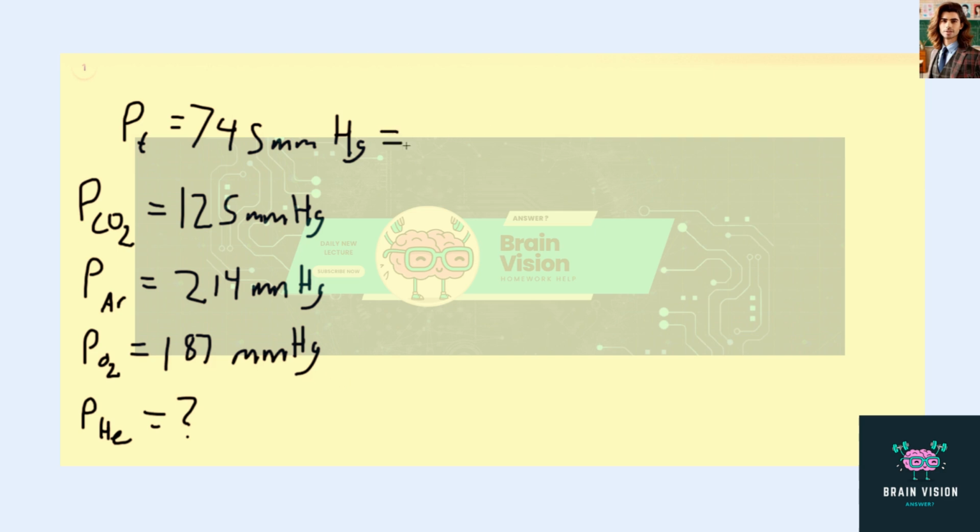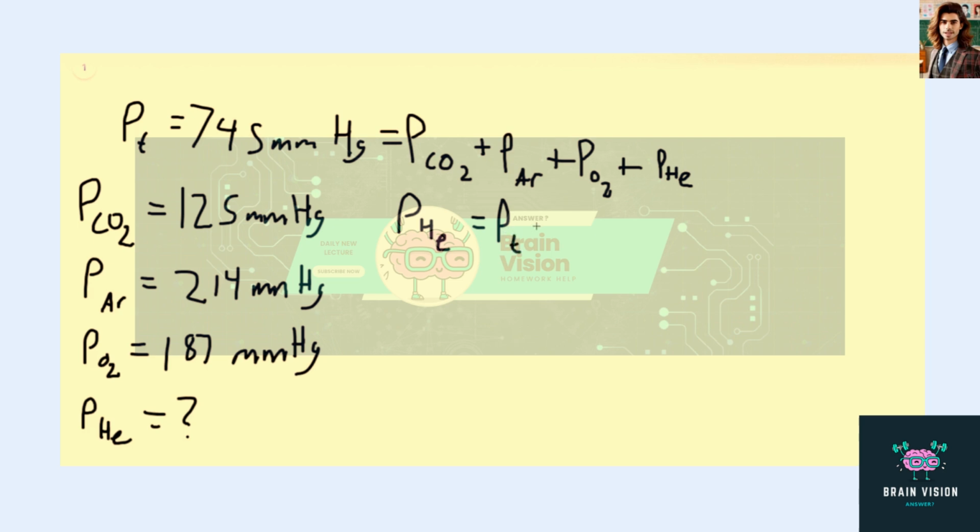And so P total is equal to the sum of the partial pressures of all the gases. So PCO2 plus PAr plus PO2 plus PHe. So if we rearrange this to solve for PHe, we have PT, or P total, minus PCO2 minus PAr minus PO2. And when we plug in these values, we get that the partial pressure of helium is 219 millimeters of mercury.